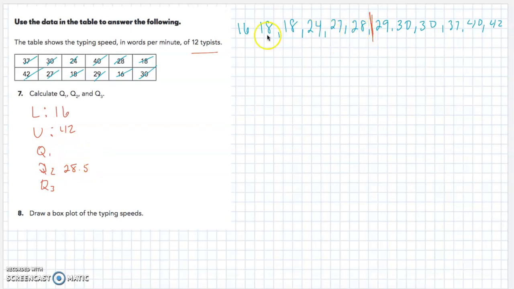So now down here I've got 6 numbers. So the 2 numbers in the middle are 3rd and 4th. That's these 2. What's in the middle of that is 21. So Q1 is 21. And then Q3, again, it's going to be the median of the upper half. These are the 2 numbers in the middle, 30 and 37. So right in the middle of that is 33.5.